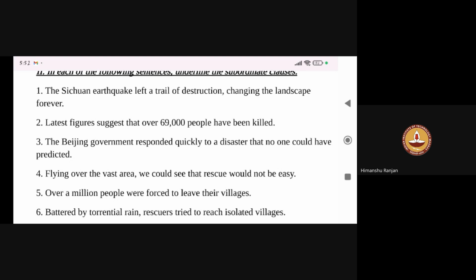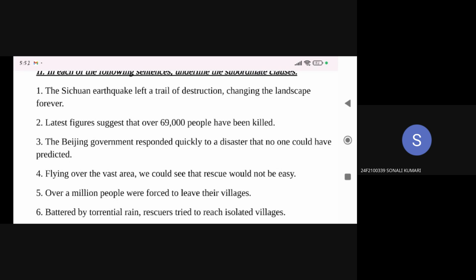Yes, someone else was also asking a question. That rescue would not be easy. It's a subordinate clause because it does not identify what kind of rescue, right? Correct. As in, it's a part of the larger sentence. If you just take out that rescue would not be easy, it's not a complete thing, right? It does not give you full meaning. So that's why this is ungrammatical as well as unproductive in terms of giving you meaning.